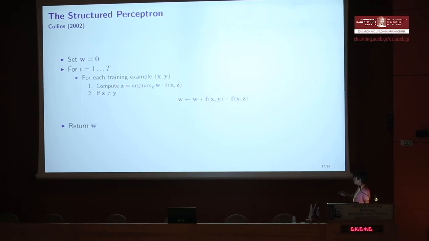I'm calling this z. And then there are two cases: either this was perfect, or this was just some mistake. So it's a mistake-driven algorithm. It means that if there is a mistake, meaning the two predictions are not equal, then I'm going to do an update. So what is the update? The new weight vector is going to be the old one plus the features of the correct structure minus the features of the incorrect structure. And you keep looping over that, and if you do that for 5, 10 iterations, this works well.